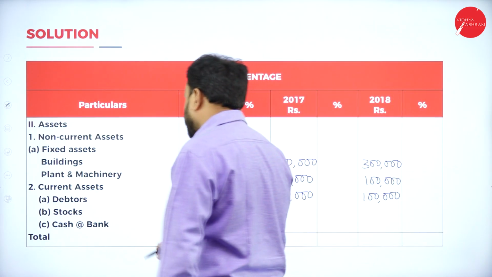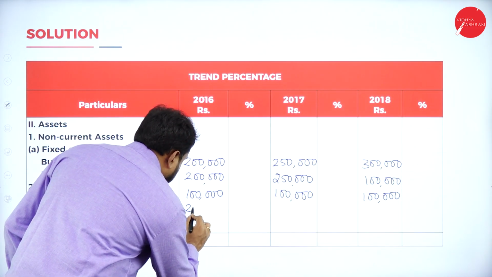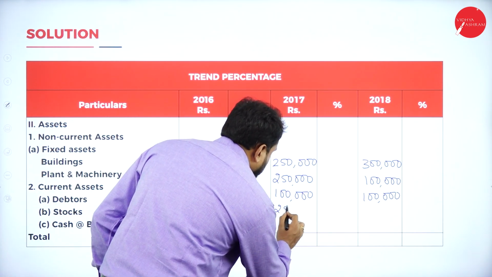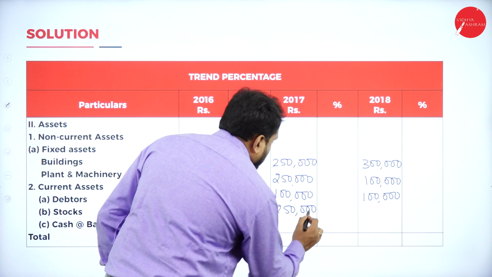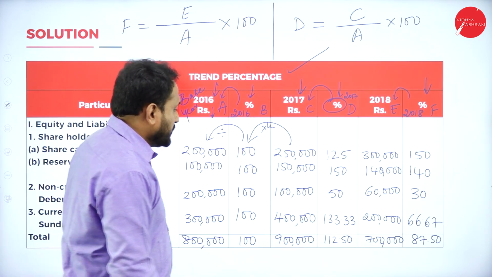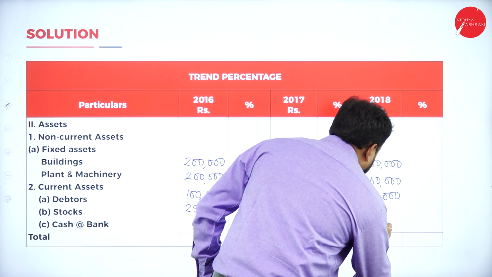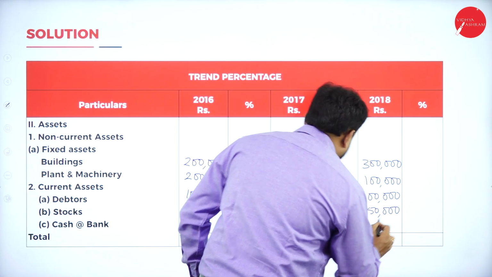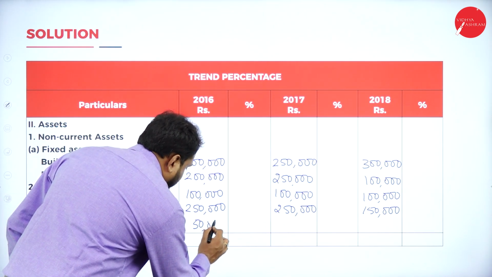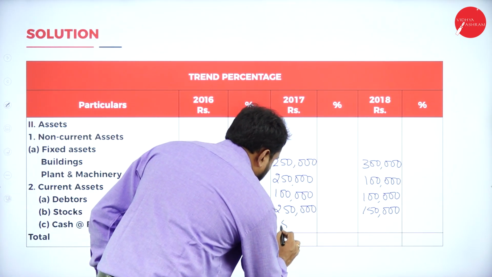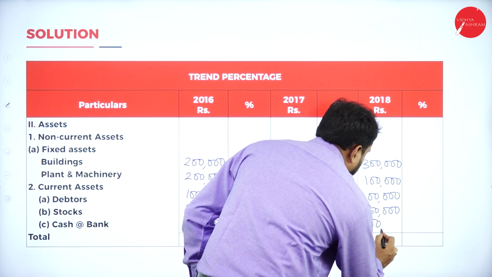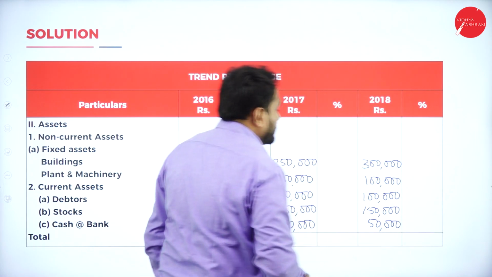So we'll write here 2 lakh 50. Here also 2 lakh 50. And next here what is that we have? 1 lakh 50. So we'll write here 1 lakh 50,000. And cash at bank, all the years it is the same, that is 50,000, 50,000, and we have is what? 50,000. So we are done.